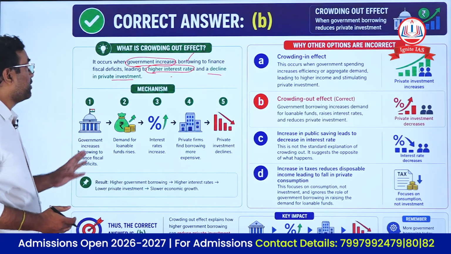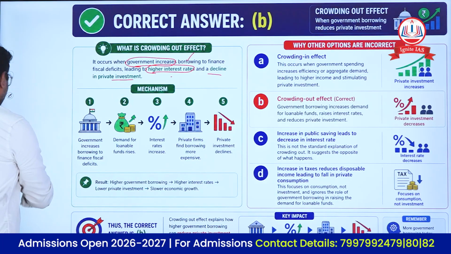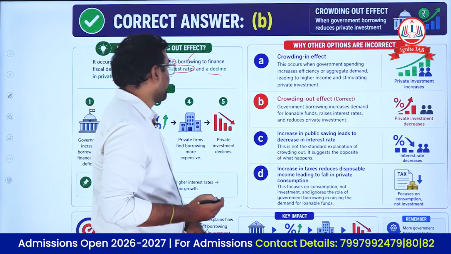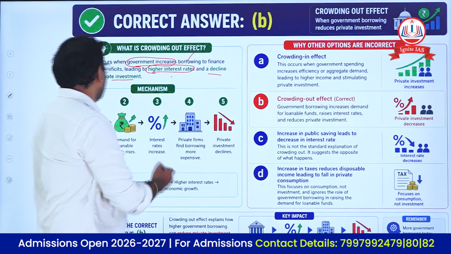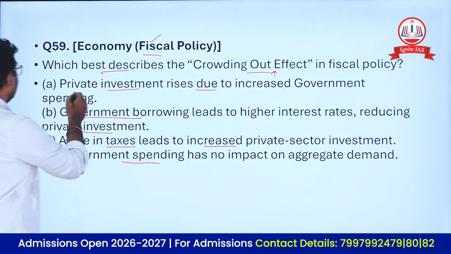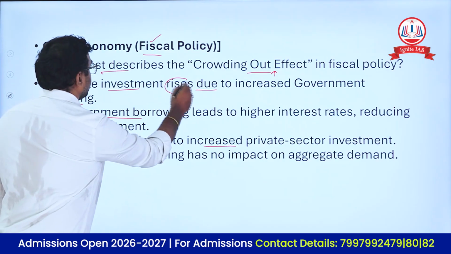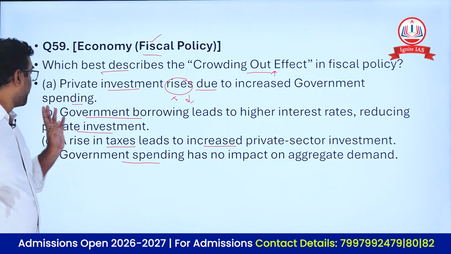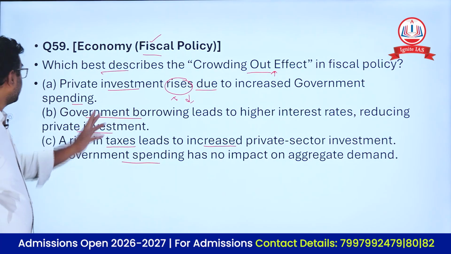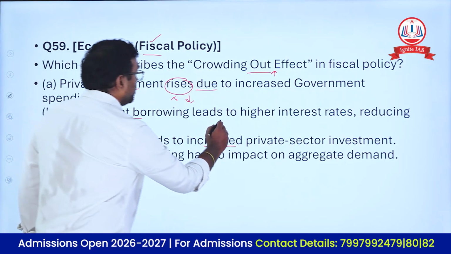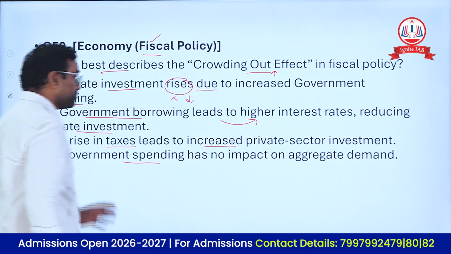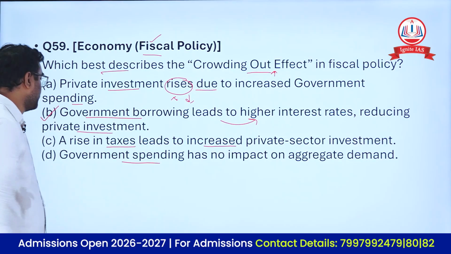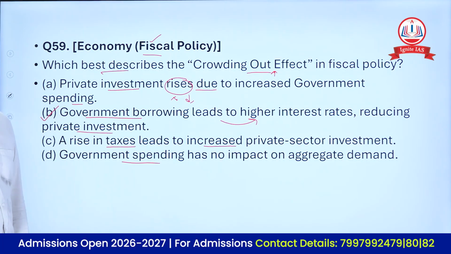In this crowding out effect, what they are saying in the first statement, if you see, is that private investment rises. It doesn't rise, it will fall due to an increase in government spending. Next, option B says that government borrowing leads to higher interest rates and reduces private investment. So this statement is correct. Automatically the other two statements are wrong.